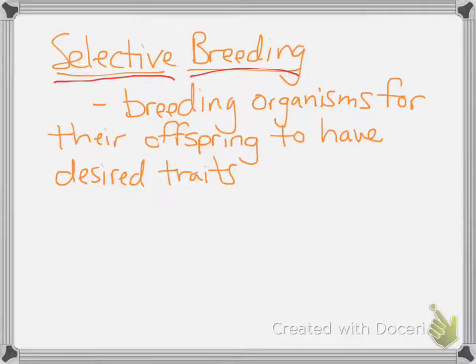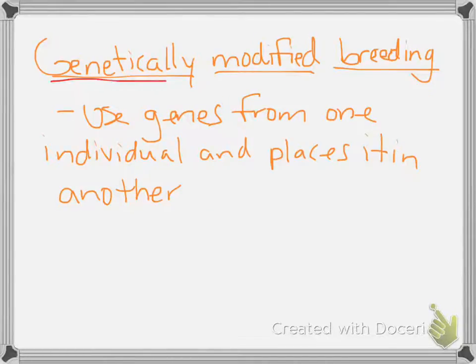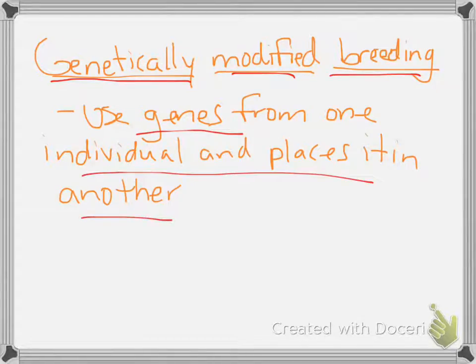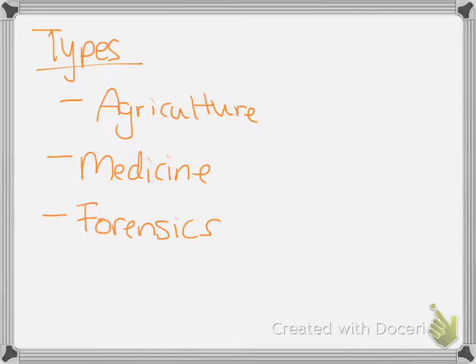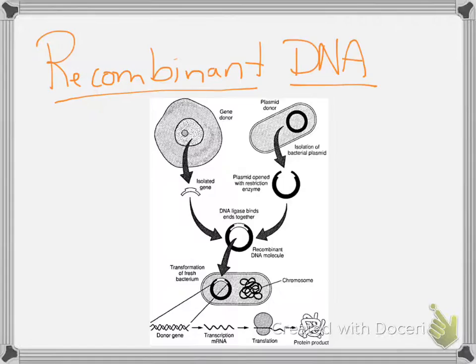It is breeding organisms for their offspring to have desired traits. So selecting particular individuals, mating them, and having their desired traits be in the offspring. There's genetically modified breeding. This uses genes from one individual and places it into another. We'll take a look at how that's done in a bit. Types of genetic engineering that we see now are used in agriculture, medicine, and for forensics.